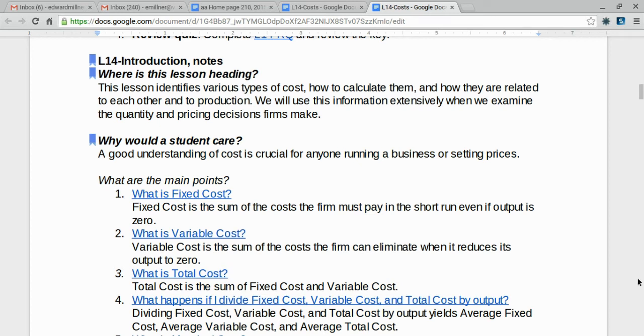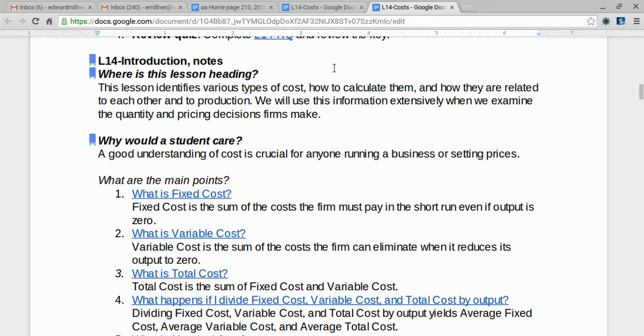Welcome to L14 Cost. This lesson identifies various types of cost, how to calculate them, and how they are related to each other and to production. We will use this information extensively when we examine the quantity and pricing decisions firms make. This information may be a little dry, but it lays the groundwork for what's coming ahead.